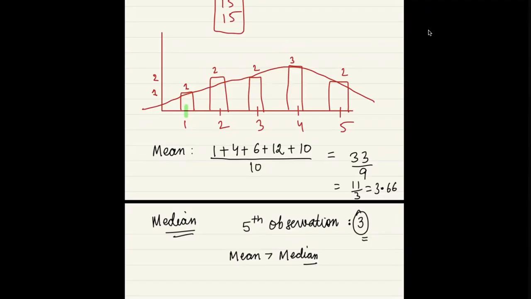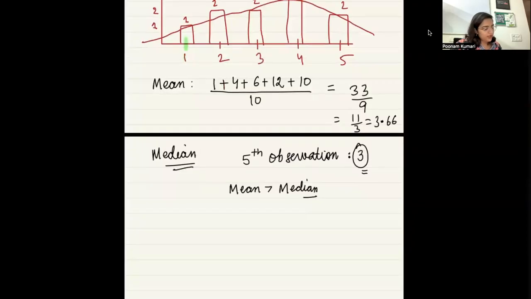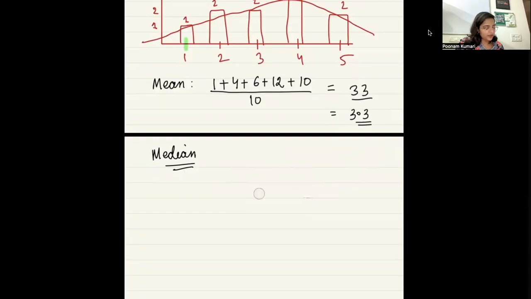And just checking if we've done this also correctly. 1, 4, 6, 12, and 10. If you add this, you get 33. So what is your mean going to be? 3.3, right? Is that okay? So we had made one mistake. Is that all right? Yes, ma'am. And apart from that, now if you have 10 observations, what is your median?